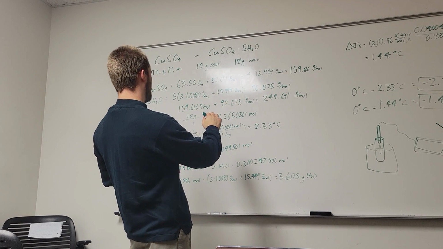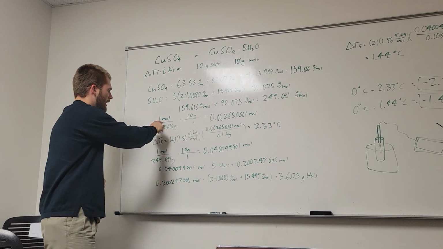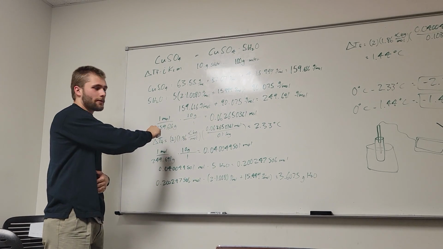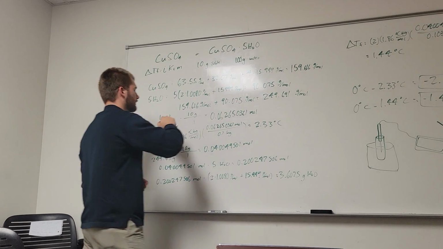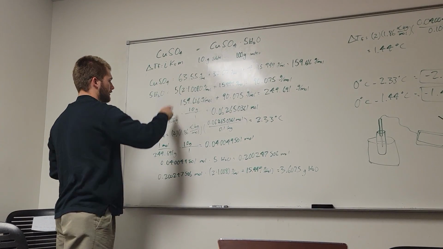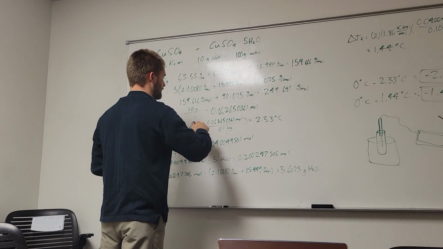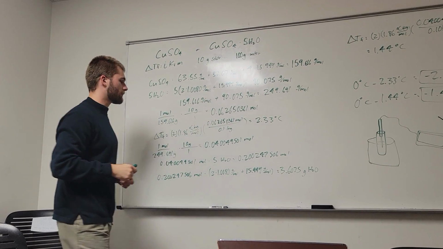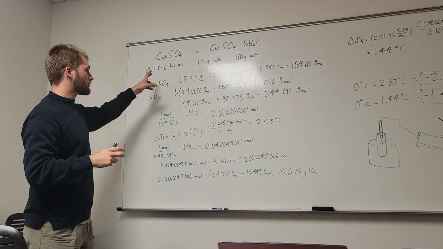I did the math somewhere here. Oh, right here. I found out how many moles are in 10 grams. Using the molecular weight that we found there, 1 mole per 159.66 grams times the 10 grams of solute yields 0.062650361 moles. So that's how many moles of copper sulfate are in 10 grams.